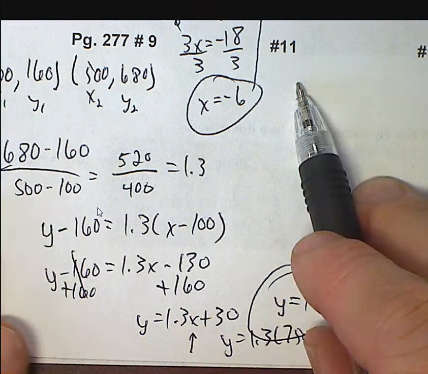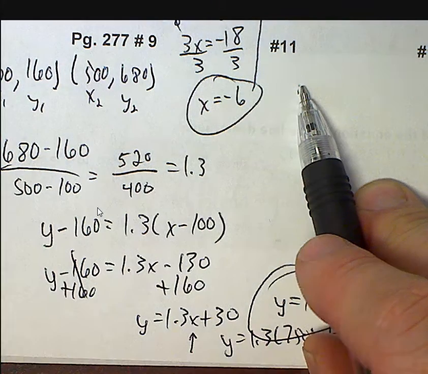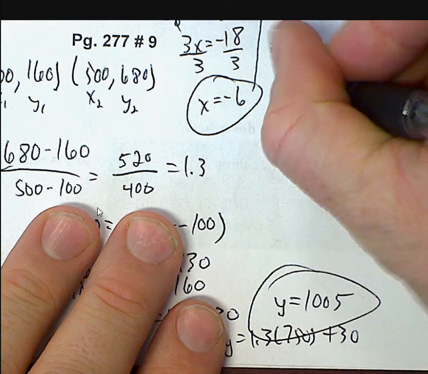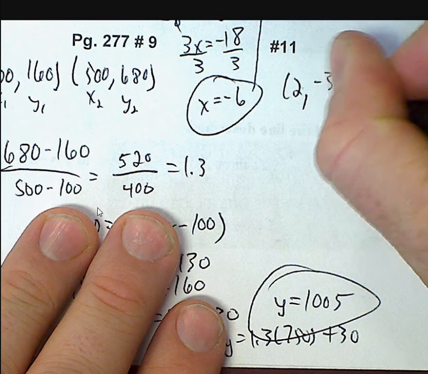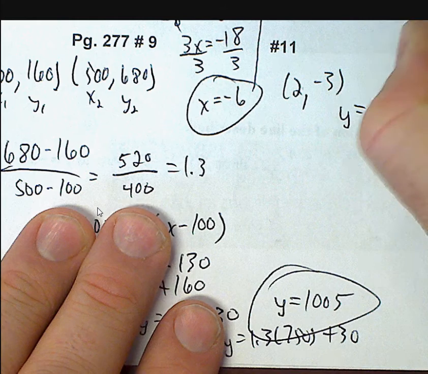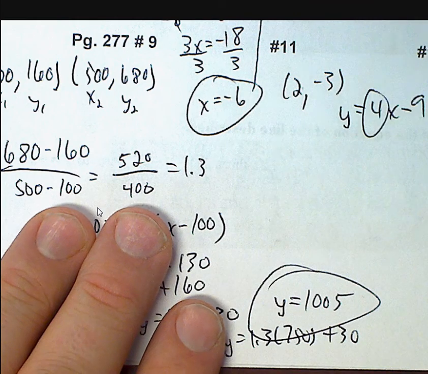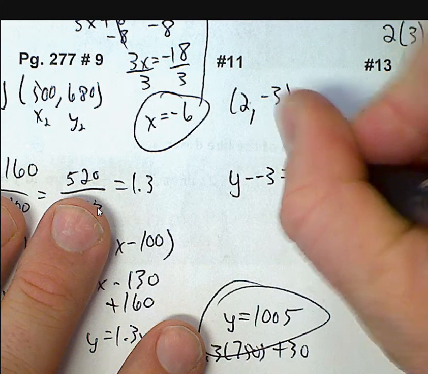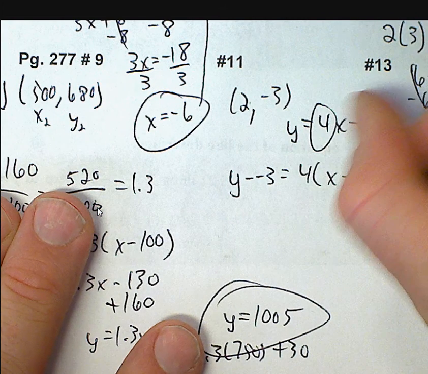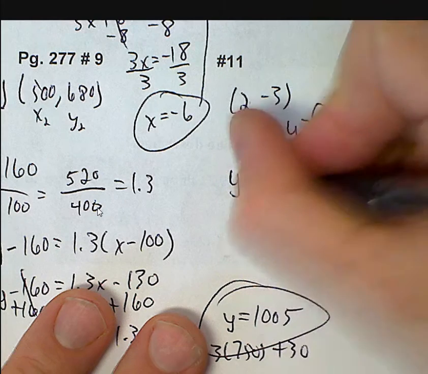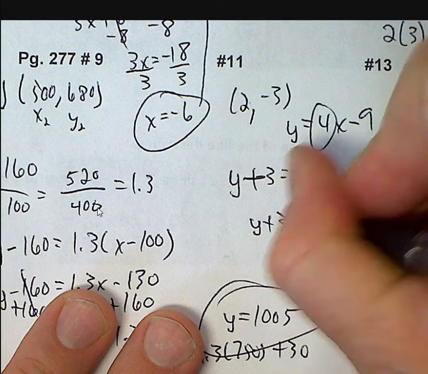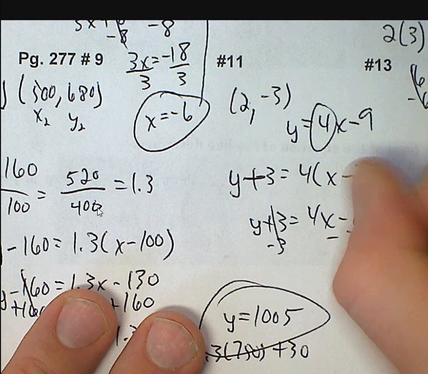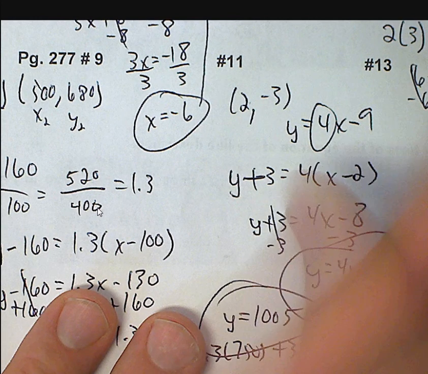Number 11 says, write an equation that is parallel to y equals 4x minus 9 through the point (2, -3). Parallel means the same slope. So y minus -3 equals 4 times (x minus 2). That's y plus 3 equals 4x minus 8, minus 3 minus 3. y equals 4x minus 11.